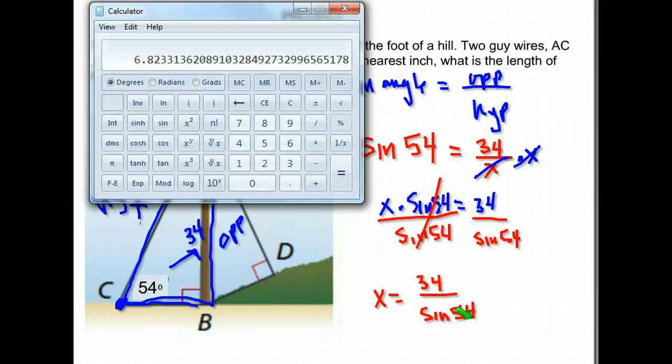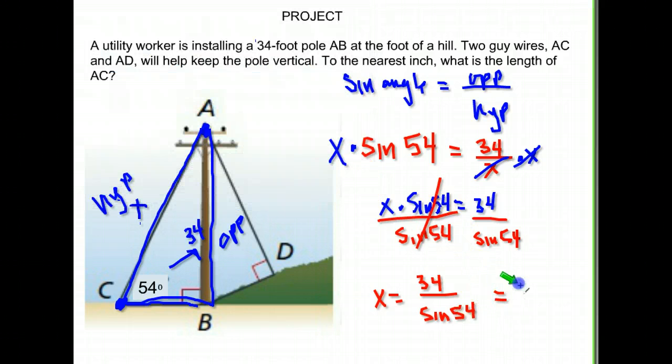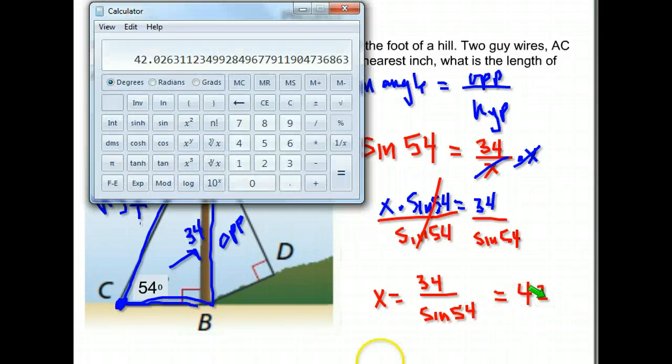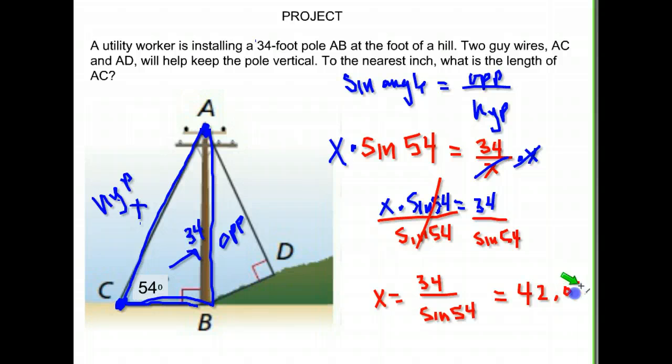Now you can use your calculator. You can put it all in your calculator as long as you use parentheses. So you can do 34 divided by, but here you want parentheses. The sine of 54, so I'd put 54, remember, and then push sine and put my end parenthesis on, equals. And when I do that, I get about 42.02. It wants it to the nearest inch, but this would probably round off to just 42 feet.